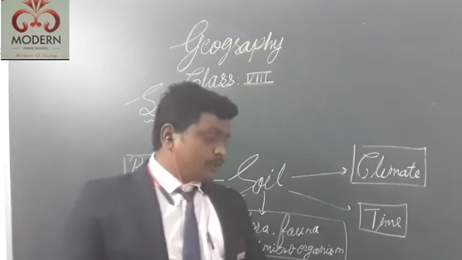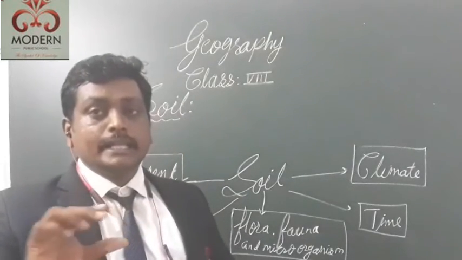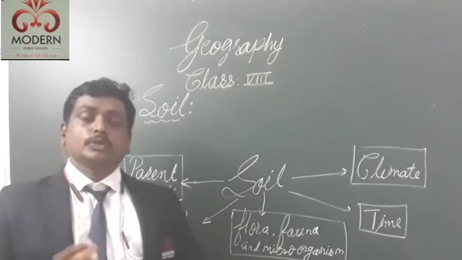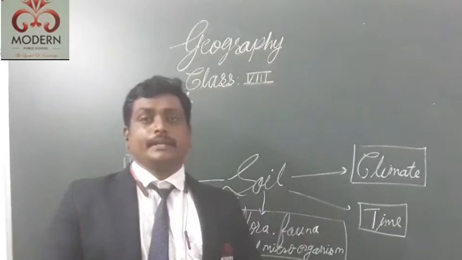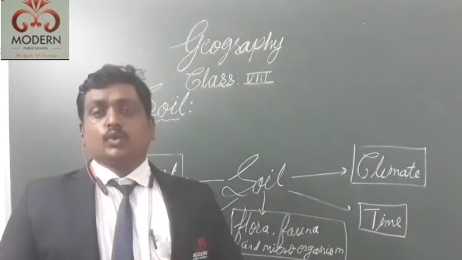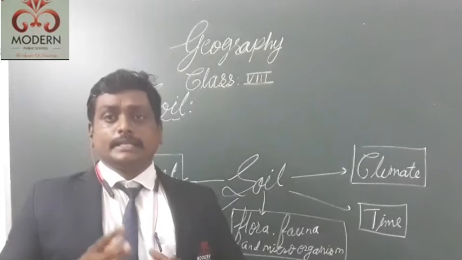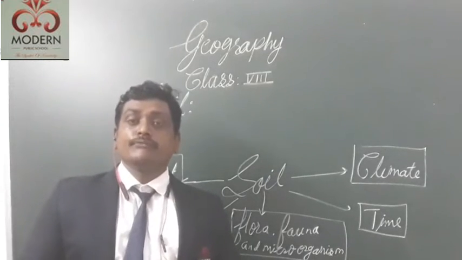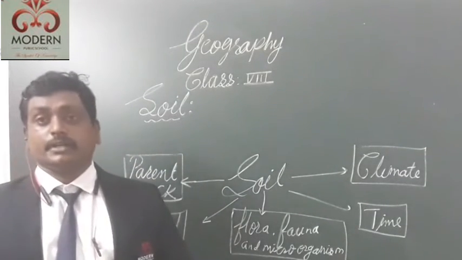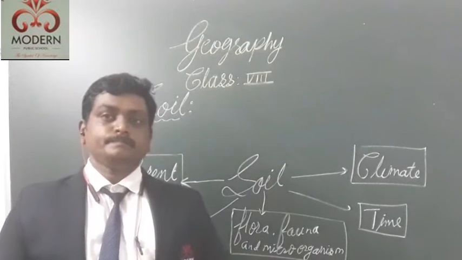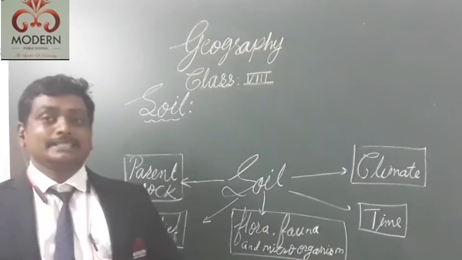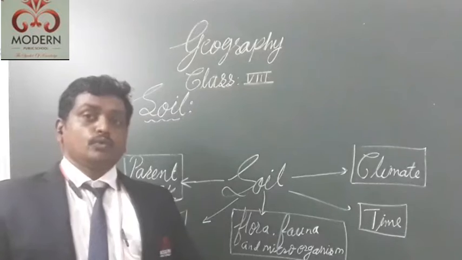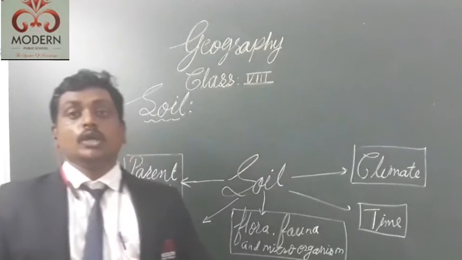Also time. What is time, dear students? For creating a thin layer of soil, it took millions of years, thousands of years, a long duration. And because of today's global warming and industrialization, this thin layer of soil is contaminated. We are deforesting a lot of area. Because of deforestation, soil erosion happens. Soil erosion and soil pollution are critical problems in the present situation. So we have to conserve the soil, we have to save the soil.